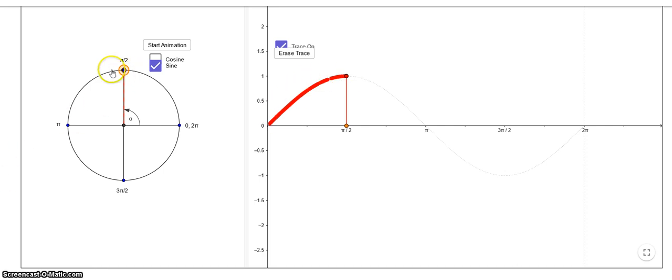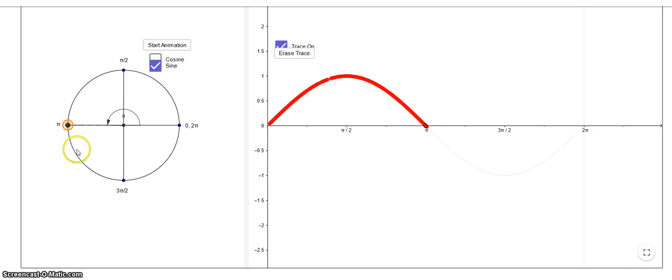Now, when I move the cursor along here, notice that the y values are getting smaller. The y value here is 1, for example. The y value here is about a half. As I pick angles in quadrant 2, my y values are shrinking, and you can see that on the sine graph on the right, until I get to here, where my angle is pi. At pi, sine of pi is 0.